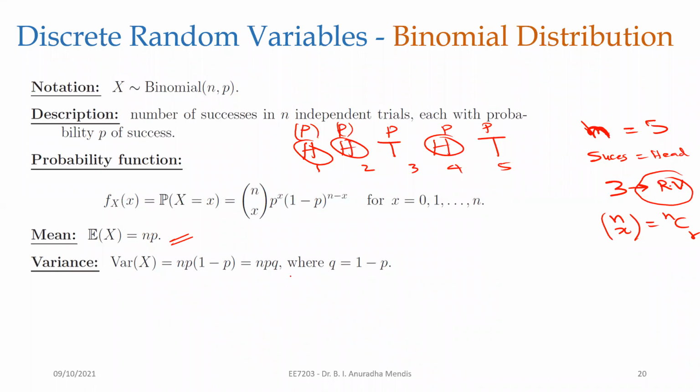The mean value is given in this way, and the variance is given in this way. Sometimes this 1 minus p we call q. So instead of 1 minus p, you can have q also.